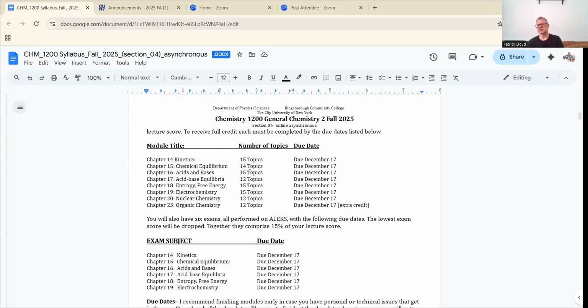Now, the thing about Alex is that it's not going to let you just do it once and get the right answer and then you get to move on. You have to do it 3 times in a row. It's going to be 3 similar types of problems. You have to get it right 3 in a row.